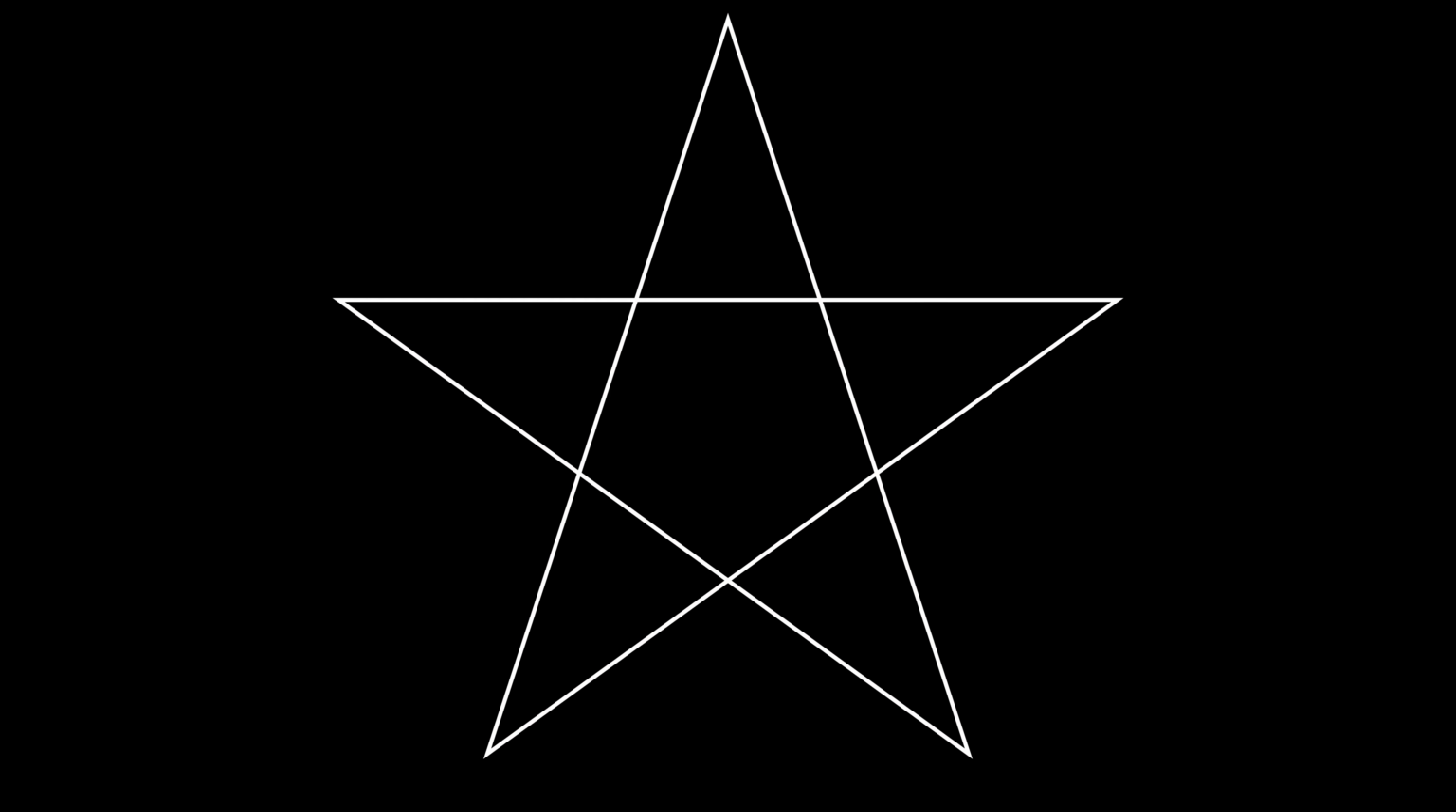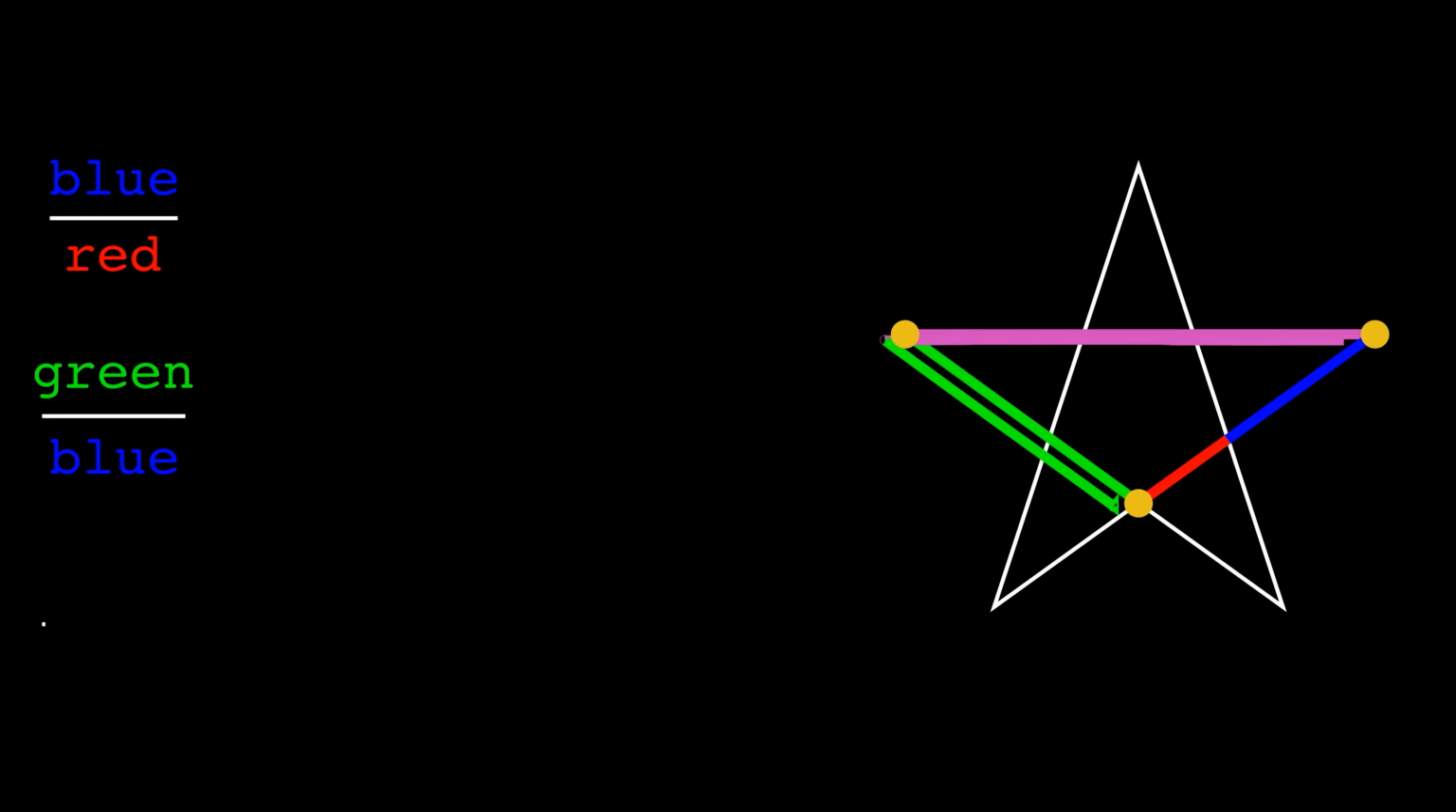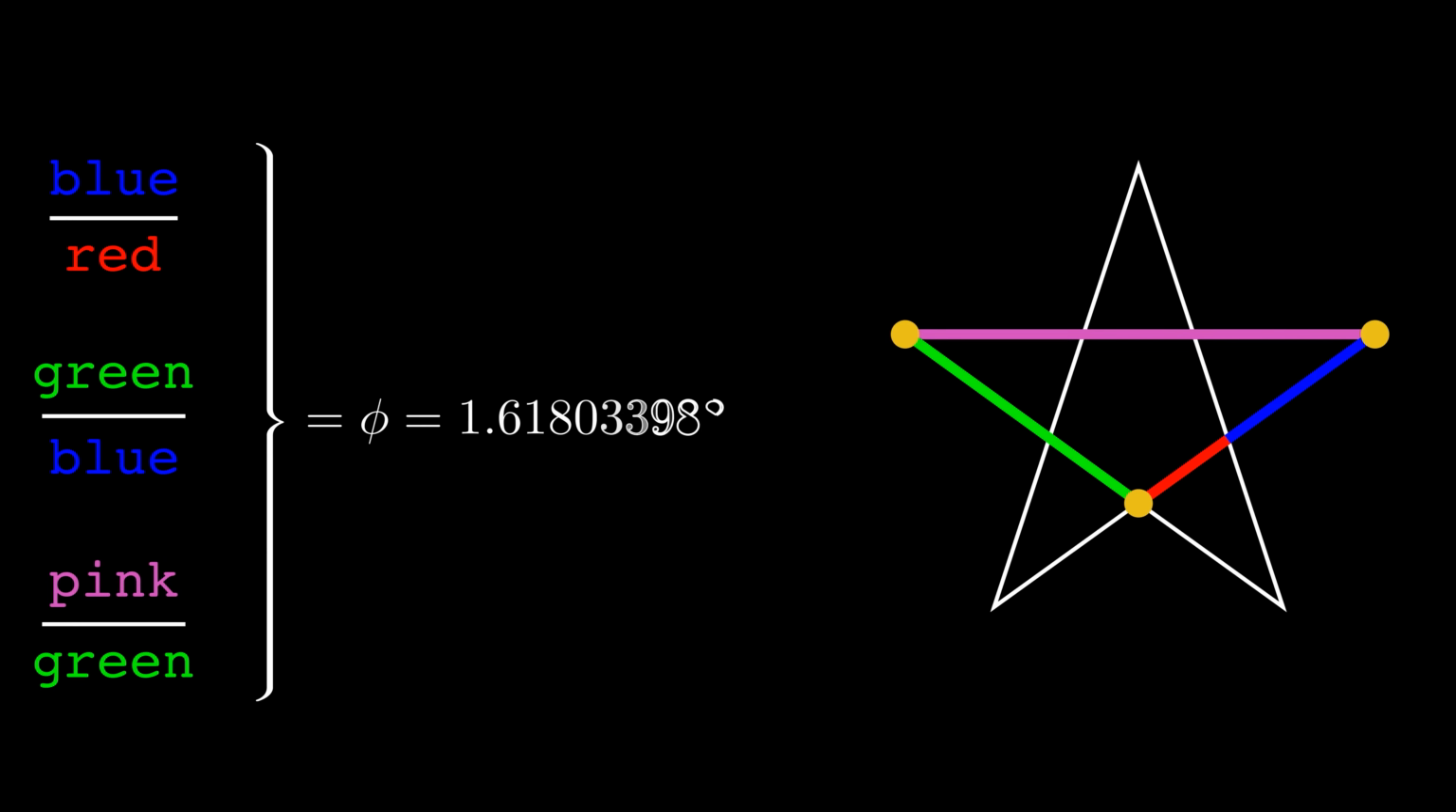This number has almost magical properties. And no, I won't be discussing witchcraft with you. But interestingly enough, this number also appears in objects like a pentagram. If you compare the blue and the red line, the green and the blue line, or the pink and the green line with each other, you will see that the ratio of these numbers is equal to the golden ratio, which is approximately 1.618.